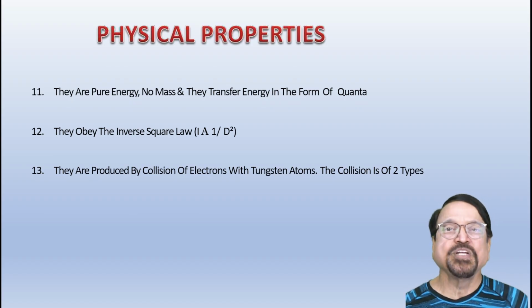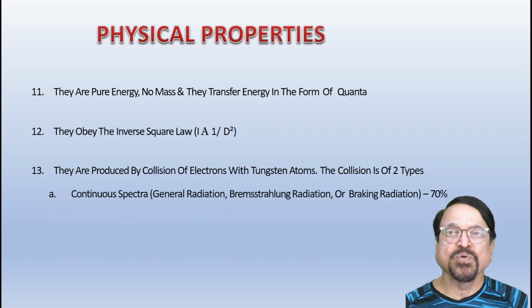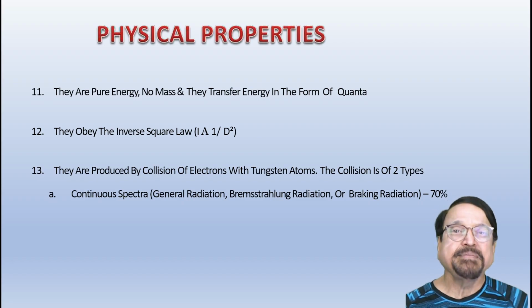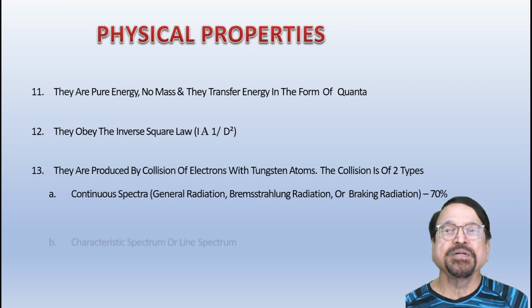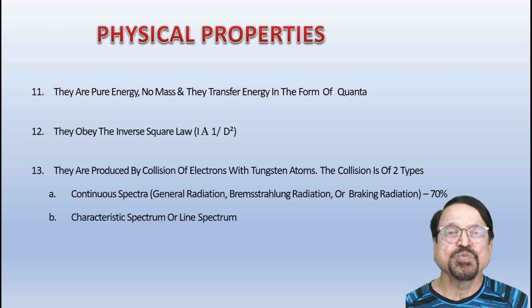They are produced by collision of the electrons with the tungsten atom. They can collide in two types. Continuous spectrum, general radiation, then Bremsstrahlung radiation or braking radiation, which is the German word. They contribute to 70% of the imaging or useful radiation.